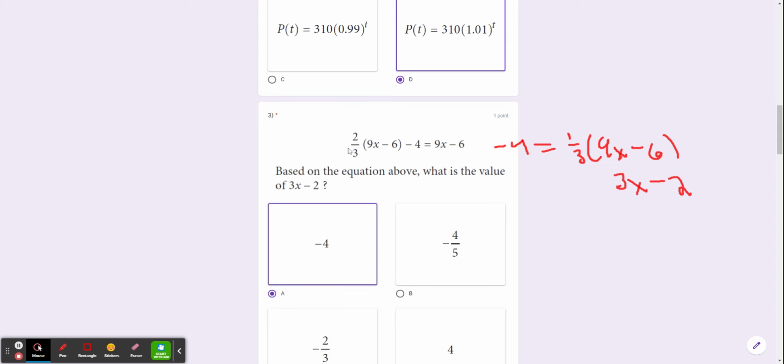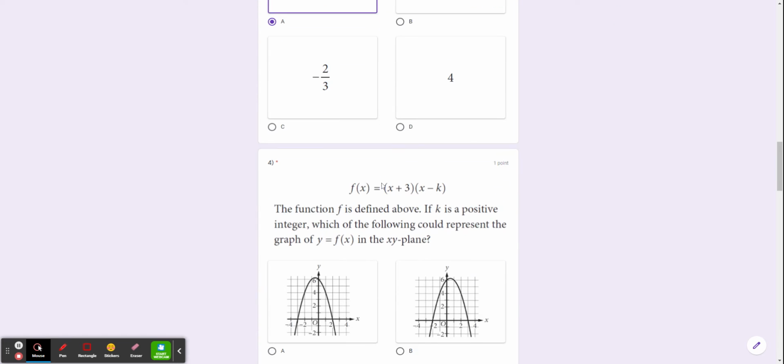The other way to do this would be to distribute this 2/3 across, so that's going to be 6x minus 4 minus 4 equals 9x minus 6, and then solve for x. One thing you have to be careful of if you do it that way is that if you distribute and then solve for x, you need to remember that the question is asking for what 3x minus 2 is, not what the value of x is. So be careful if you're going to do it that way.